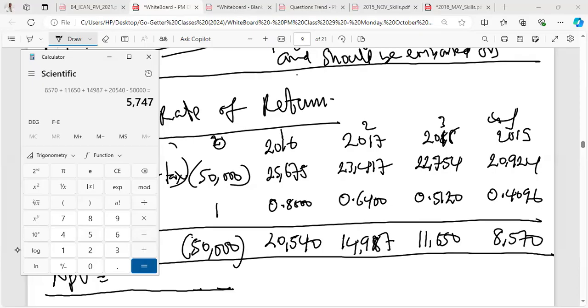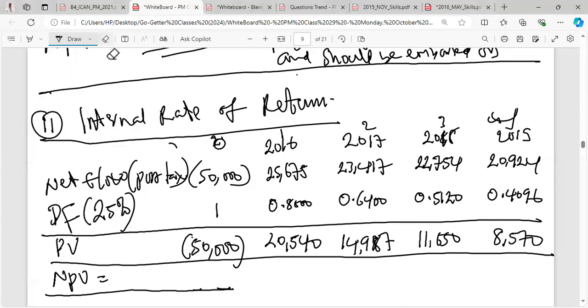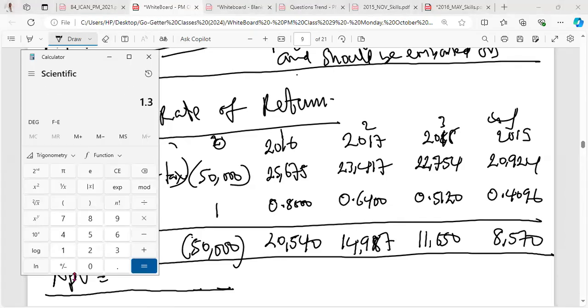I wanted to achieve a negative NPV. Although you can do it with a positive NPV, I just want to achieve a negative NPV. So let's redo this by using 30%. We'll start again. 1.3, that's 30%, raised to power minus 1. 0.7692.